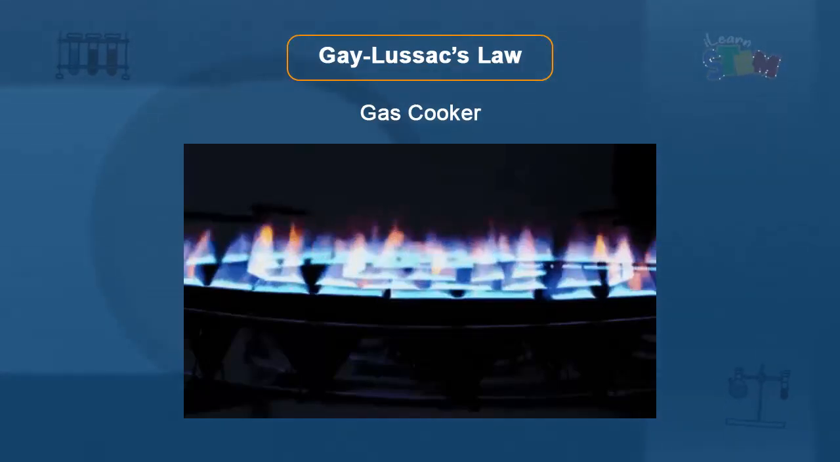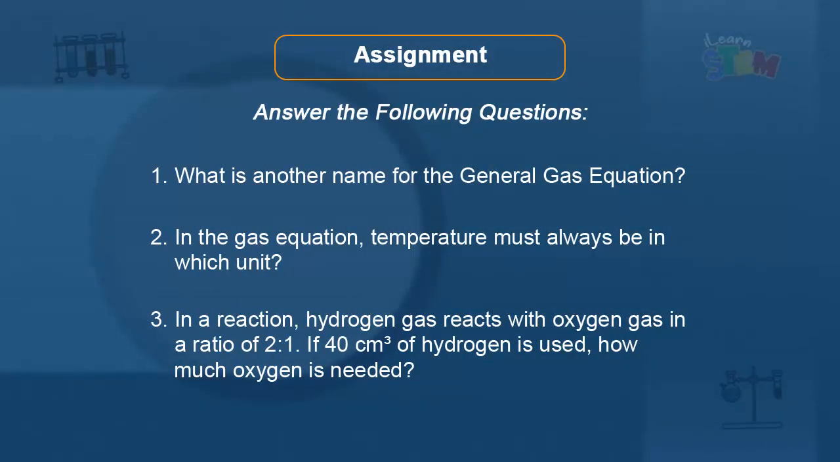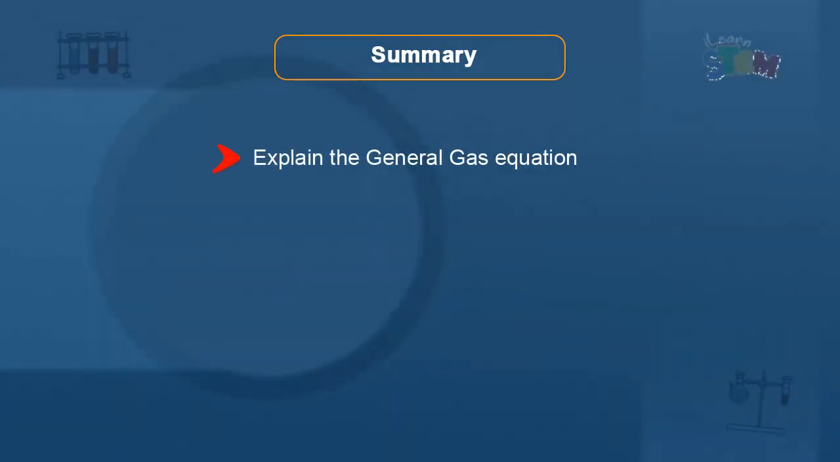You've completed this lesson, well done. Now, let's go through a few quick questions to help us recall what we've learned so far. In today's lesson, we explained how the general gas equation helps us understand the relationship between pressure, volume, and temperature of a gas, when none of them is constant.